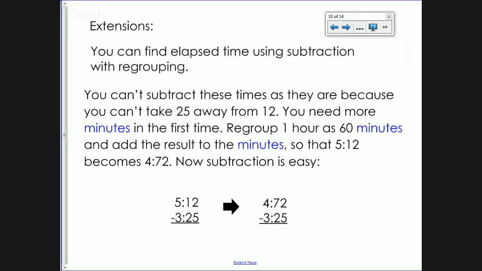So just to show you again what they're talking about, these are hours, and hours have 60 minutes in them. So if I'm borrowing from that 5 to make it a 4, I'm actually adding 60 minutes plus 12 on this side. So it's not carrying or borrowing a 10 or a 100, it's borrowing 60. So that's where you get your 72. And that's why they have the 4 over here. And now they're able to subtract 25 from 72.